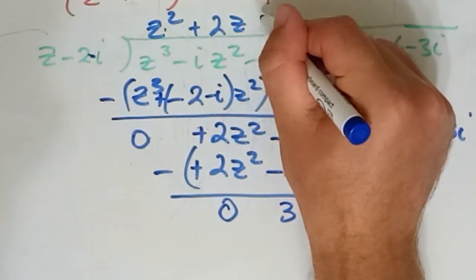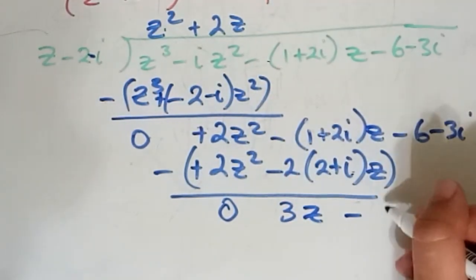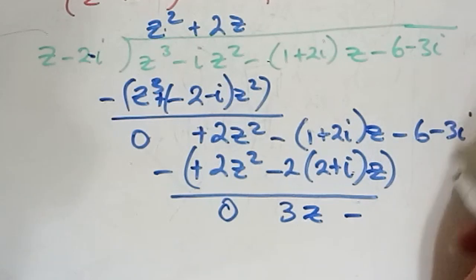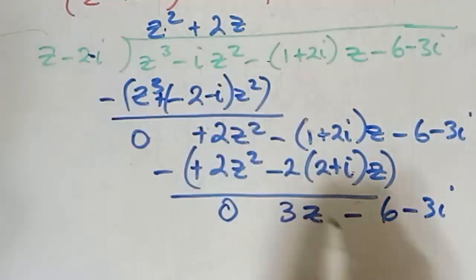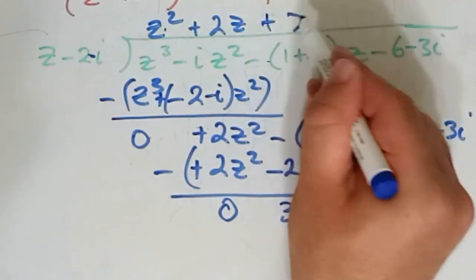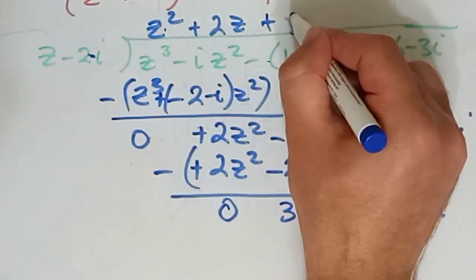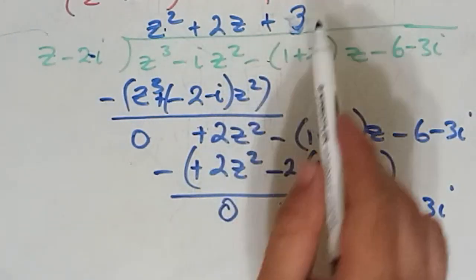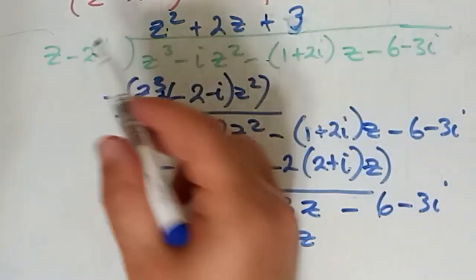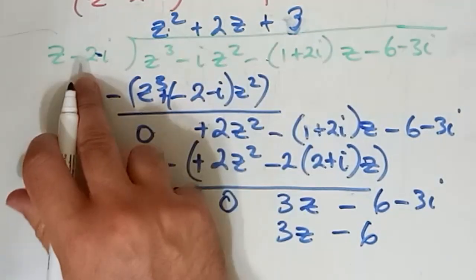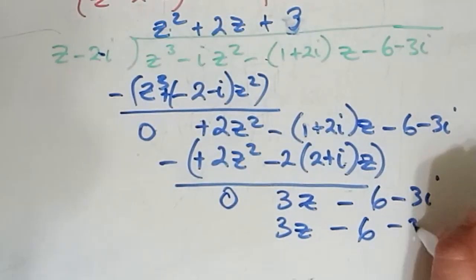So here we go. We've got 3z minus 0 here. So we get 6 minus 3i. Expand it in. I get plus 3. Oops, it's very messy. There we go. Plus 3, 3 times that. 3z, perfect. 3 times this, it's minus 6 minus 3i.